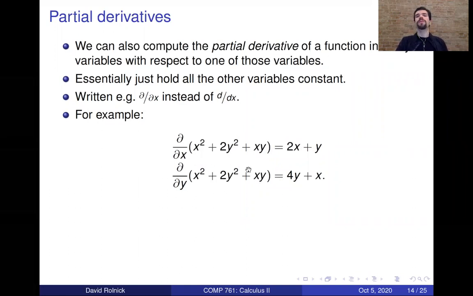Likewise, if you take the derivative of this with respect to y, this is just a constant, so it has derivative zero. 2y squared has derivative 4y, if you're taking the derivative with respect to y. And xy, again, that's a constant times y, so the derivative is just the constant, which is x. Okay, so these are the partial derivatives of this thing with respect to x and y.